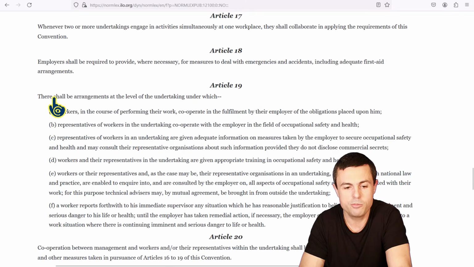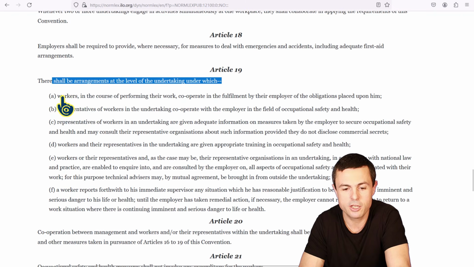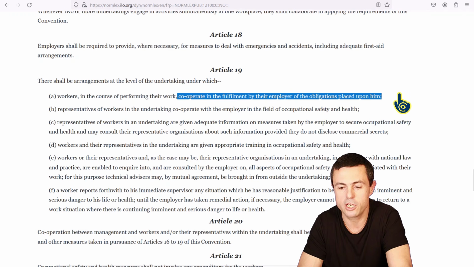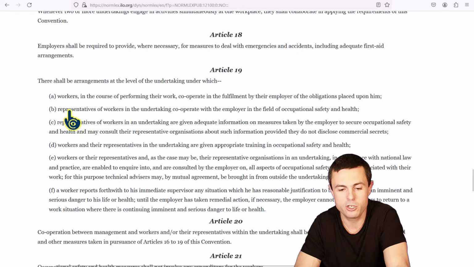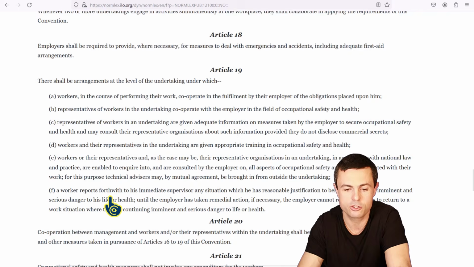The employer creates rules to comply with their duties. We have to follow those rules as employees. That's in C155. Let's take a look at C155. There shall be arrangements at the level of the undertaking, and it talks here about the cooperation in the fulfillment by their employer of the obligations placed upon him. Fair enough.